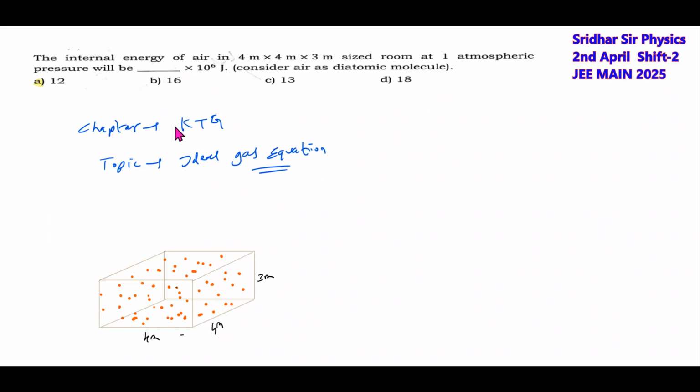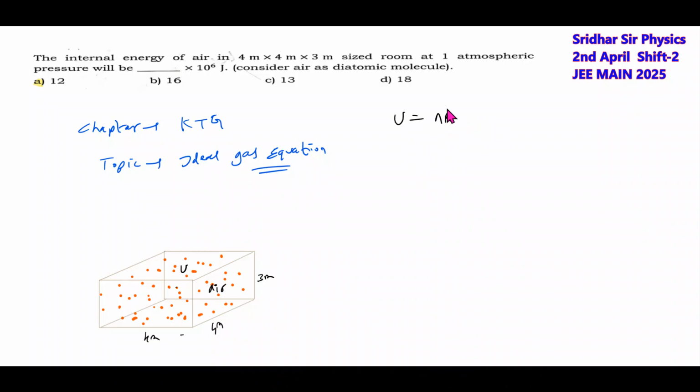Okay, this question belongs to the chapter kinetic theory of gases. The topic is the ideal gas equation. The question is: the internal energy of air in a room of size 4 by 4 by 3 at 1 atmospheric pressure will be? Consider air as a diatomic gas. Inside this room, the air is present. We have to calculate its internal energy. What is the formula for internal energy?